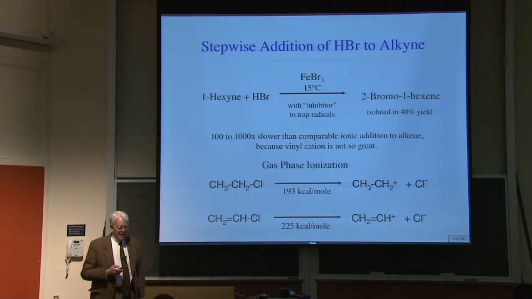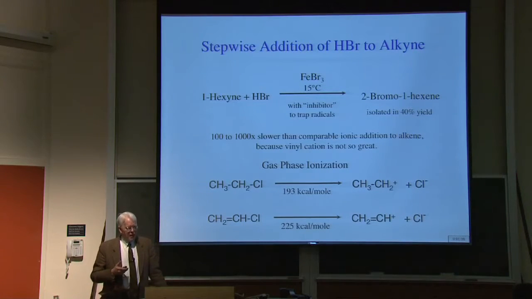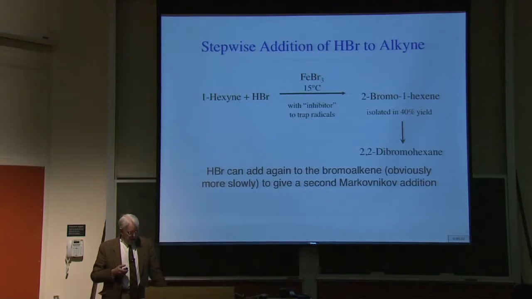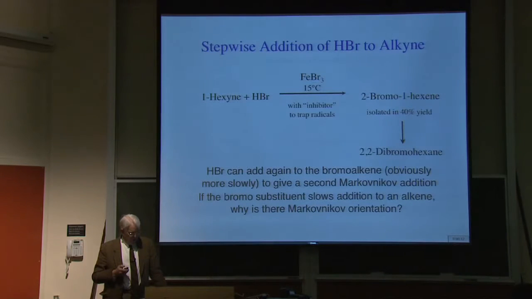And it's possible to isolate that in 40% yield, which seems funny, as we mentioned before, because if it's not very reactive, wouldn't the hexene you make be even more reactive, so that it would be impossible to isolate something that was part way along? And so you can go further to 2,2-dibromohexane. Obviously, it's slower. And it gives a second Markovnikov addition, right? Which, if the bromo substituent slows the addition to an alkene in order to make it slower than the initial addition to the already slow alkyne, why is the orientation Markovnikov?